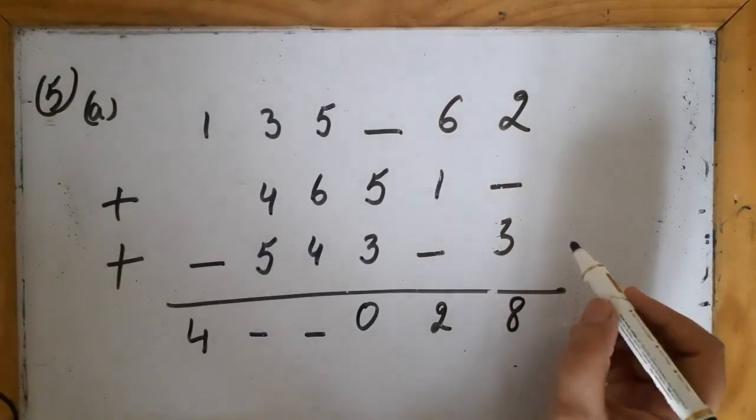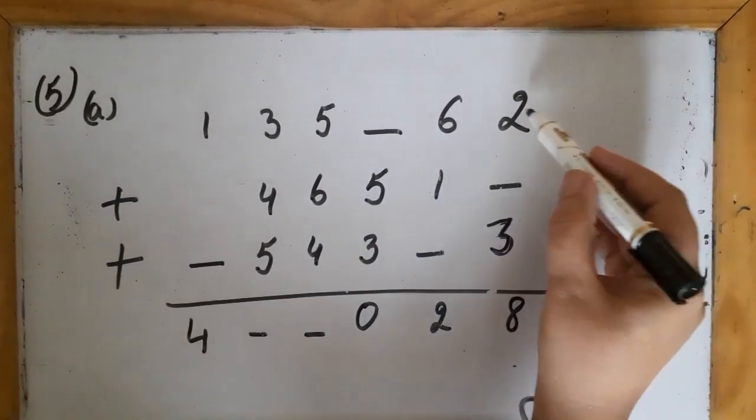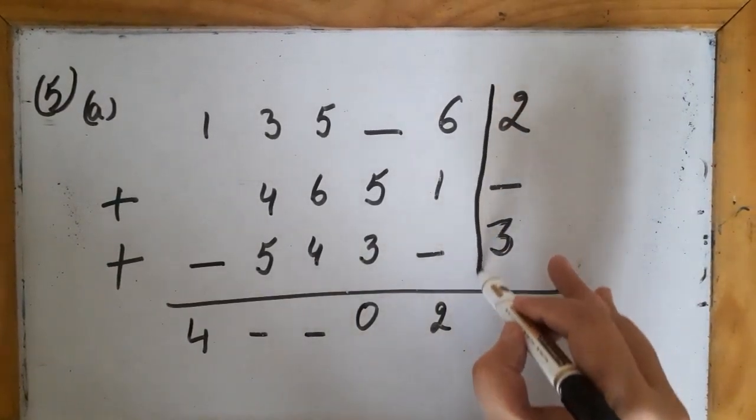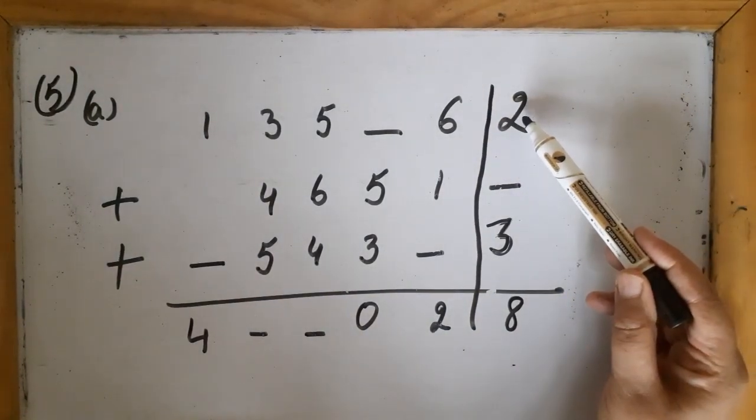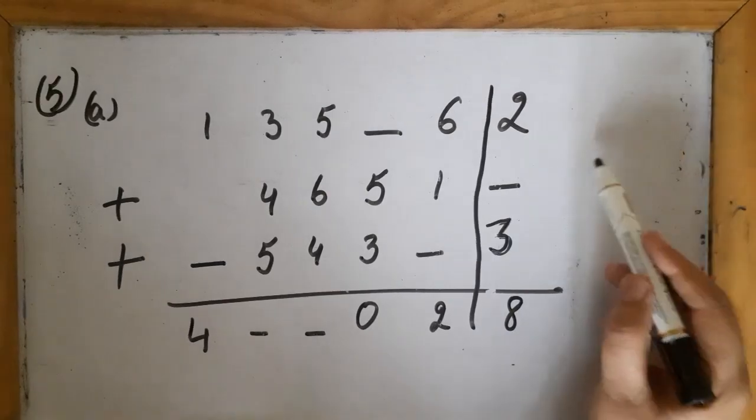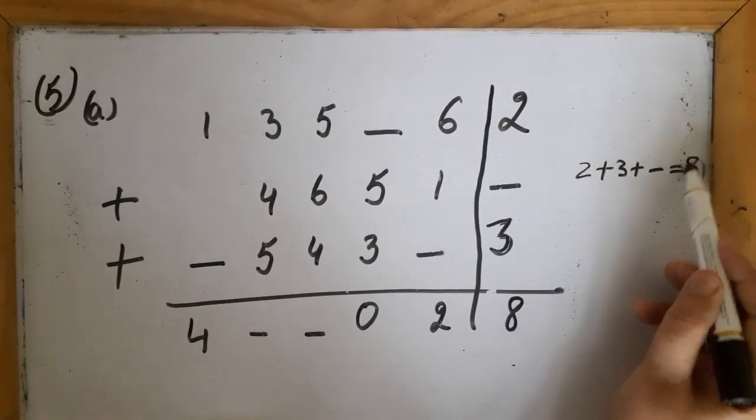So this is a sum of addition, so let me do that. First of all we will look at the ones column. So this is the ones column. As you can see in the ones column I have 2 and 3. So 2 plus 3 plus 1 blank is there and it should become 8.